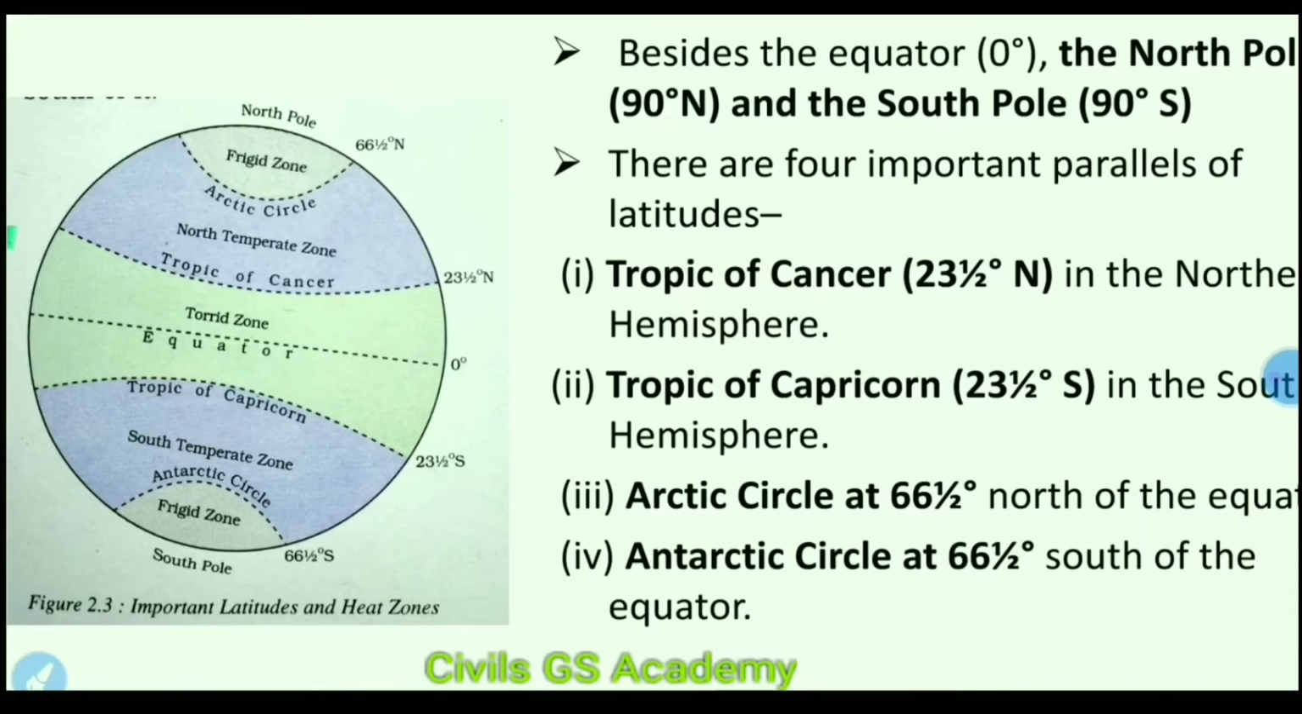And here in the southern hemisphere, from Tropic of Capricorn to Antarctic Circle, this is South Temperate Zone. And from Antarctic Circle to South Pole, this is Frigid Zone. So these zones are very important. Sometimes in examinations, this question has been asked that torrid zone lies between which 2 latitudes, or temperate zone lies between which 2 latitudes. Okay.